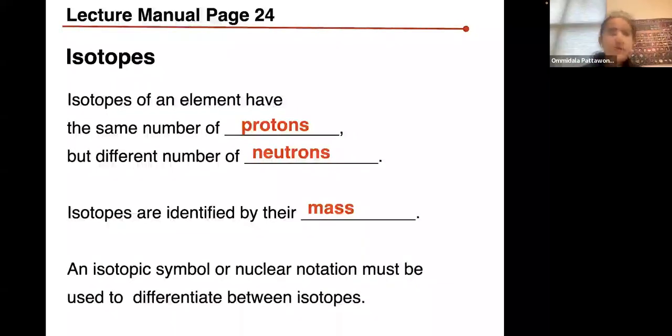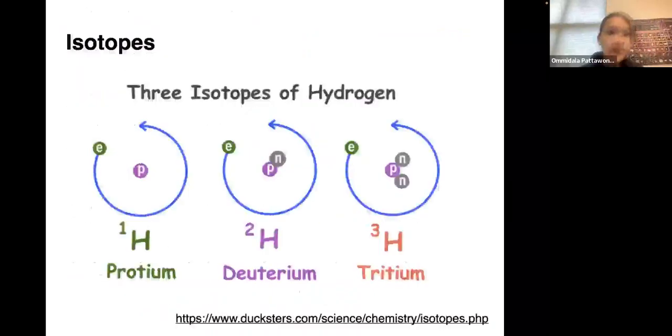So you might wonder, if isotopes are of the same element, how can we differentiate each isotope? The answer is we are going to use an isotopic symbol or nuclear notation to differentiate between each of the isotopes. Here is an example of 3 isotopes of hydrogen: protium, deuterium, and tritium.